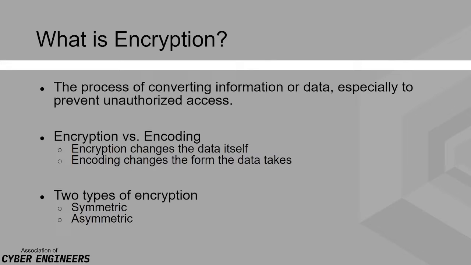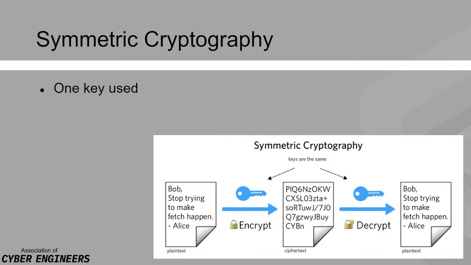So those are the differences between encryption and encoding. I just wanted to go over that real quickly. So basically, there are two types of encryption. There is symmetric and asymmetric encryption. And so I'll be going over those a little more later, but first, I'll be going over them now.